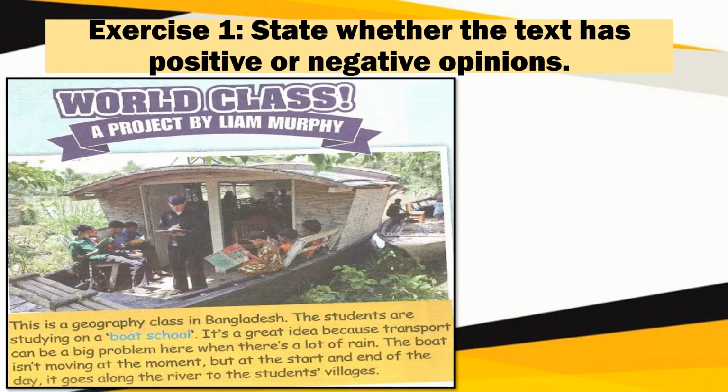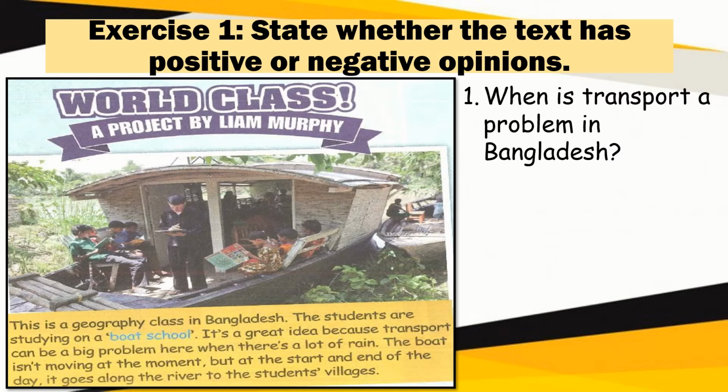Exercise 1. State whether the text has positive or negative opinions. Let's read. This is a geography class in Bangladesh. The students are studying on a boat school. It's a great idea because transport can be a big problem here when there's a lot of rain. The boat isn't moving at the moment, but at the start and end of the day, it goes along the river to the students' villages.